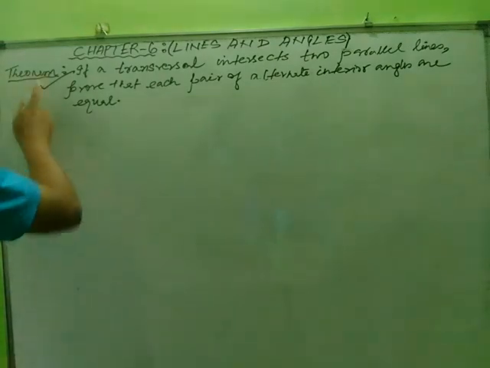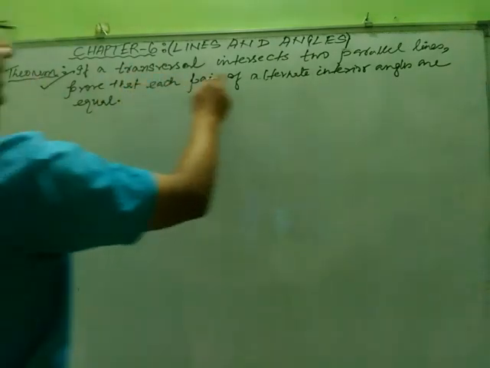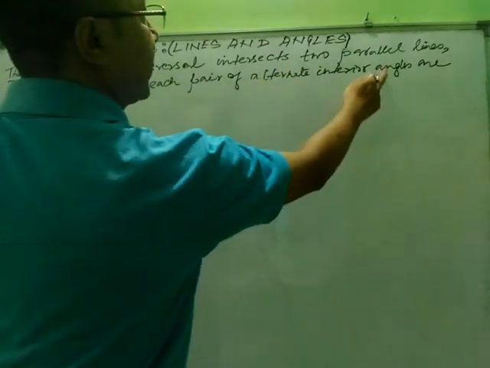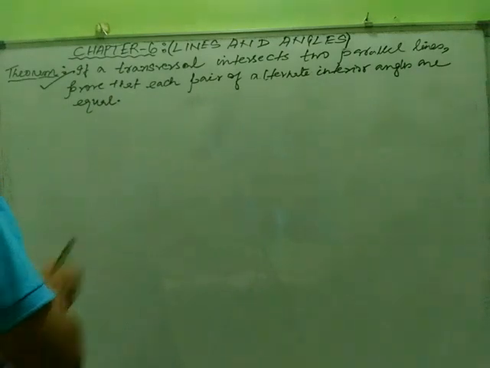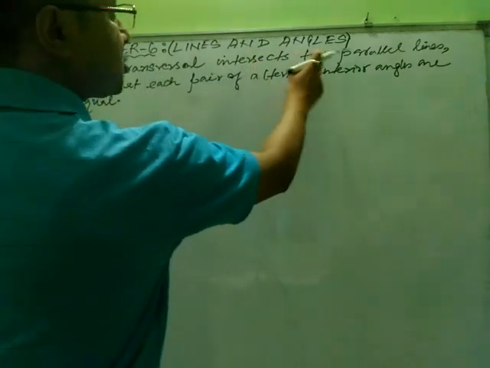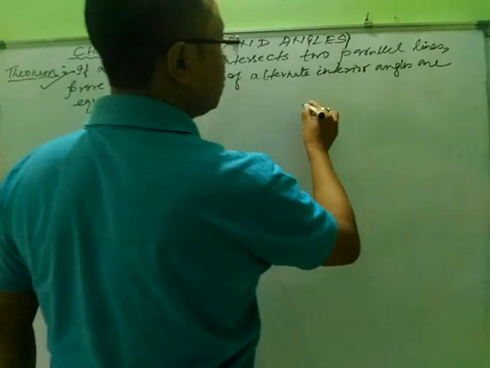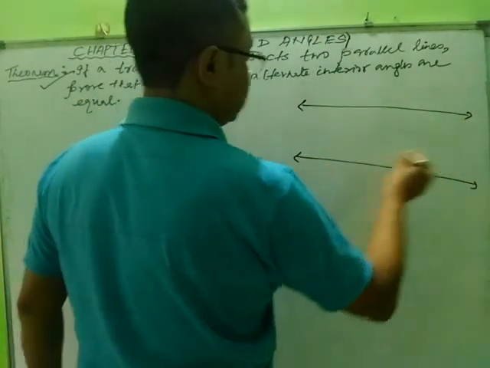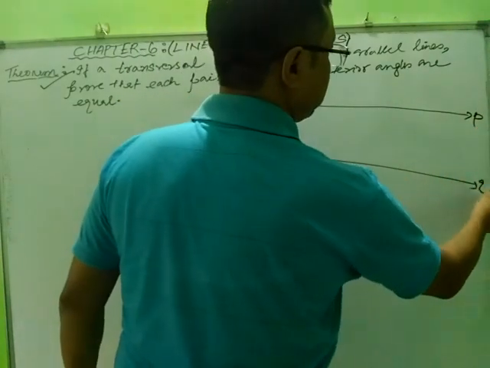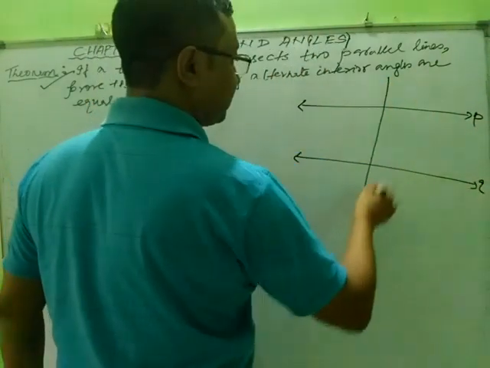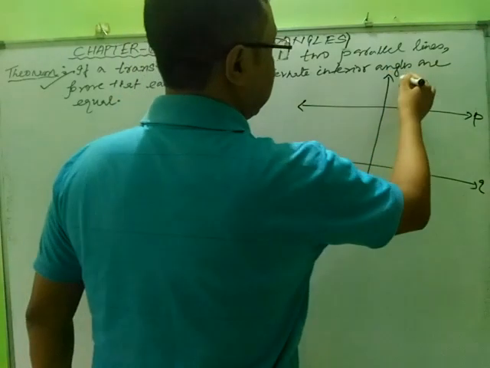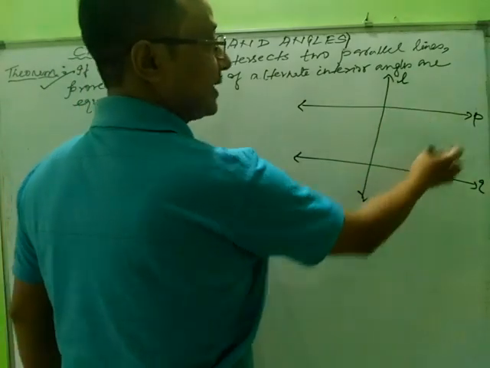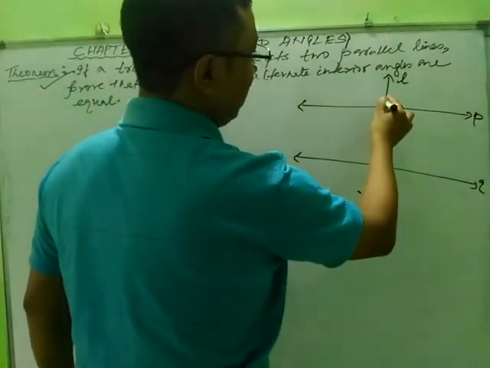It is given the theorem: if a transversal intersects two parallel lines, prove that each pair of alternate interior angles are equal. Now, a transversal intersects two parallel lines. Let us take the two parallel lines, say this is line P, this is line Q, intersected by the transversal, say line L. So the line L intersects the two parallel lines P and Q at the points, say A and B.